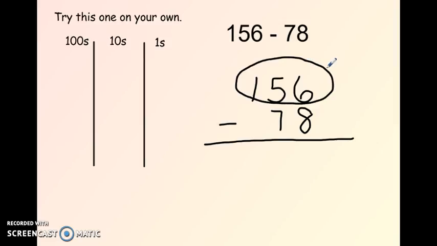Focus on your top number. Draw your top number in your chart, and then begin your subtraction starting with the ones. When you're done with the ones, you move on to the tens, and then you move on to the hundreds. Regroup when you need to. When you're done with this problem, you're done with the notes today.